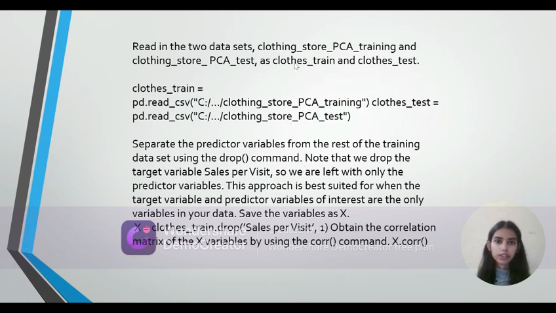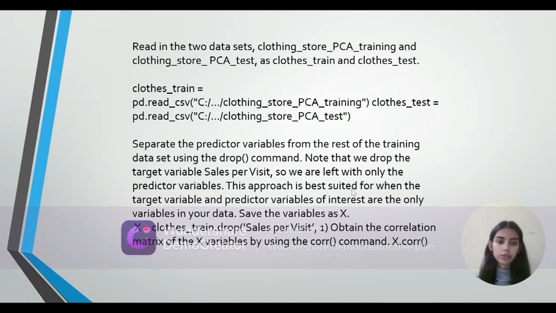Read in the two datasets, clothing store PCA training and clothing store PCA test, as clothes train and clothes test. And this is the code. Separate the predictor variables from the rest of the training dataset using the drop command. We can separate the predictor variables using the drop command. Note that we drop the target variable sales per visit, so we are left with only the predictor variables.